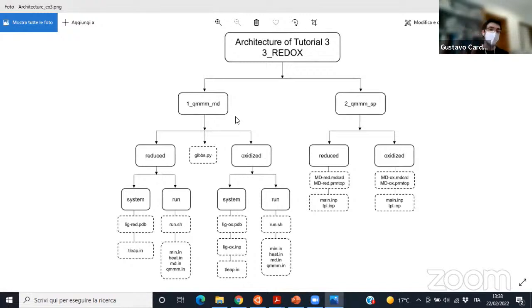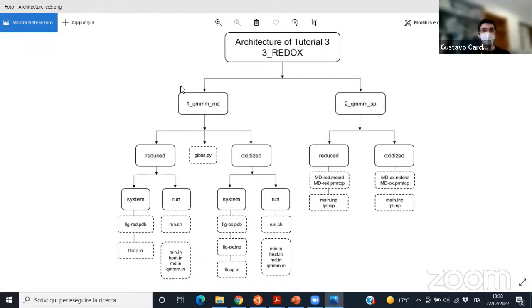Perhaps it might look a little bit more cumbersome than in Vita's tutorial, but I promise it might even get a little bit boring because it's going to be repetitive, which is nonetheless good because you're going to redo some things that you have already done. And at the same time, we're going to learn some new stuff. So this is the 3 Redox folder. Within the folder, we have the QMMD, so the first part and the second part.